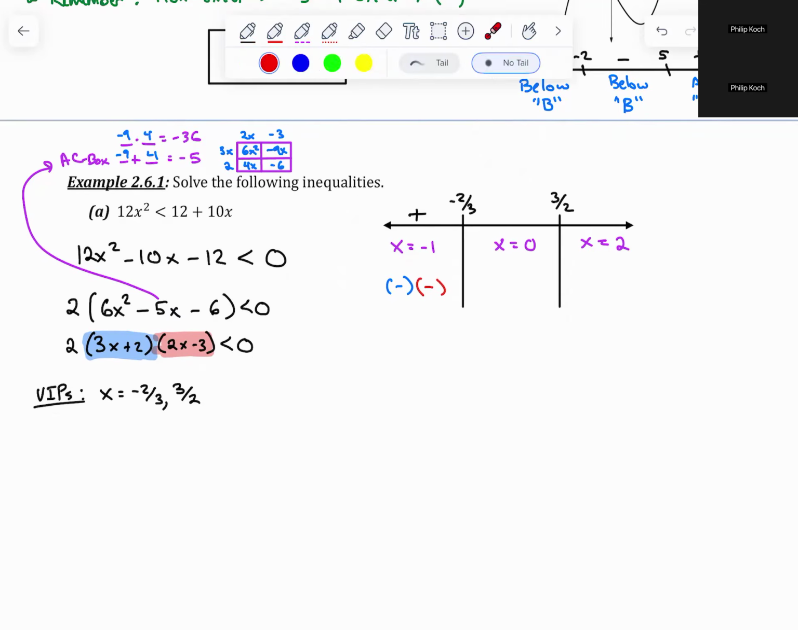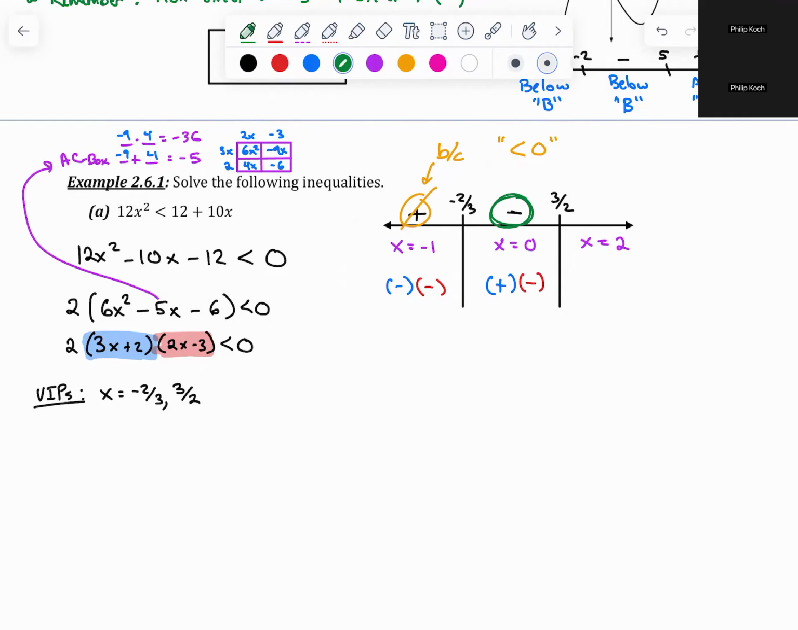Is that a piece I want? No, because this is a strictly less than 0. Then we'll plug in 0. Will the blue factor be positive or negative? Positive, because it's going to be 0 plus 2, that's positive. The second factor, the red factor, positive or negative? Negative. So we have a positive times a negative. We have 1 negative overall, and that will result in a net negative. And that is a piece that I want.